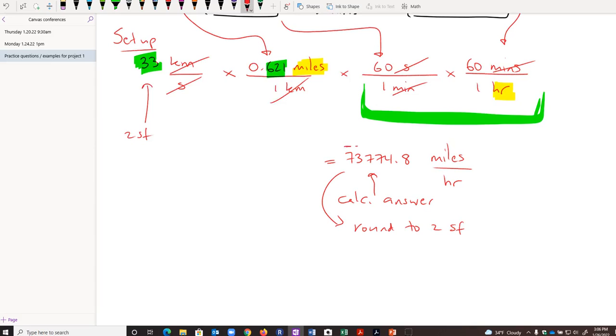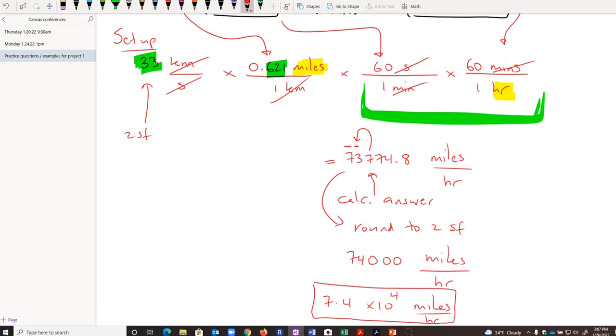So the 7 and the 3 are our 2 sig figs. The next digit is 5 or above, so we're going to round that 3 up to 74, and then we replace the remaining digits with zeros. So 74,000 miles per hour. And again, we can express this in scientific notation to avoid any confusion: 7.4 times 10 to the 4 miles per hour. All right, so that's the speed at which the Earth orbits around the Sun.